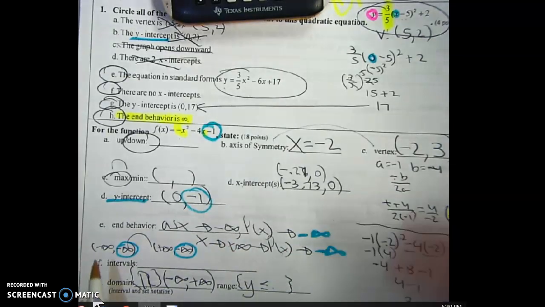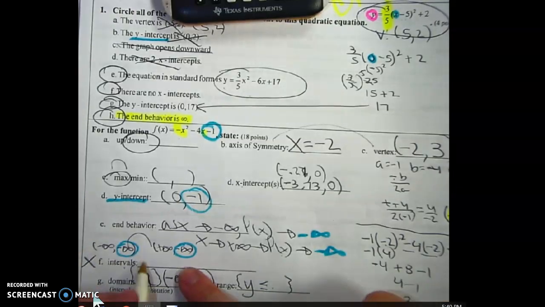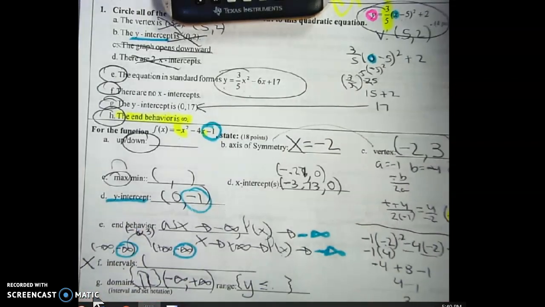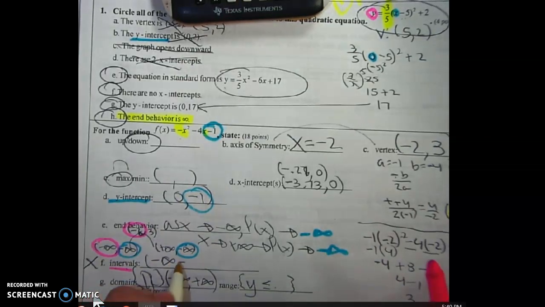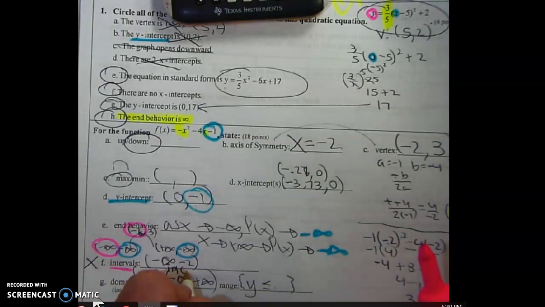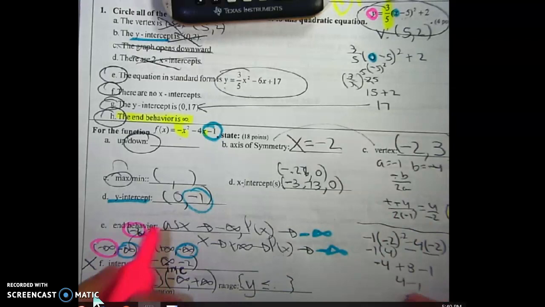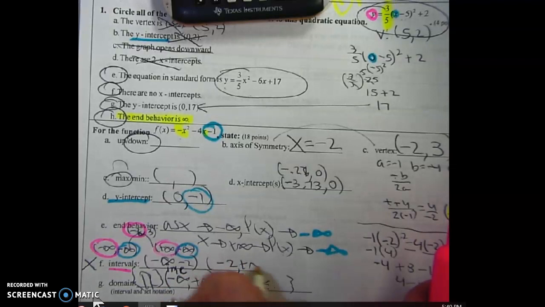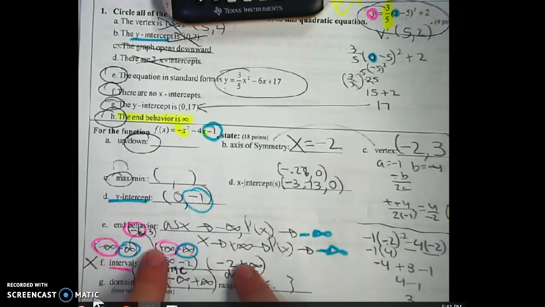Okay. When we're dealing with intervals, intervals have to do with the x's. So the x is going to be focused on the vertex, -2, 3. So -infinity to -2, increasing, and then -2 to +infinity, decreasing, okay? Because this one is going up, this one is going down.